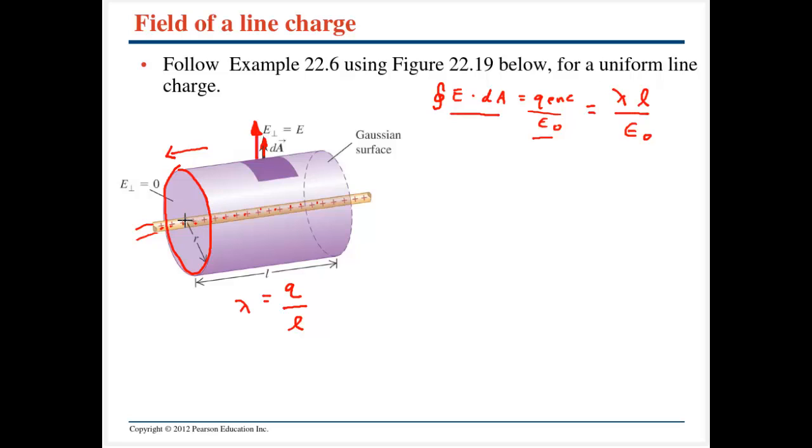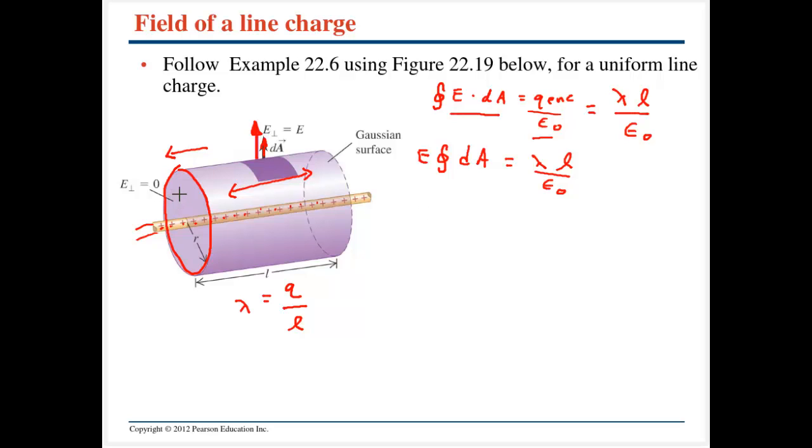Now I've chosen my cylinder to have some radius, and I know that the electric field is not going to vary along that radius, and so I can pull my electric field out of the integral, and I'm just left with the integral of dA is going to be equal to linear charge density multiplied by length divided by epsilon naught. Now let's consider what the integral of dA is.